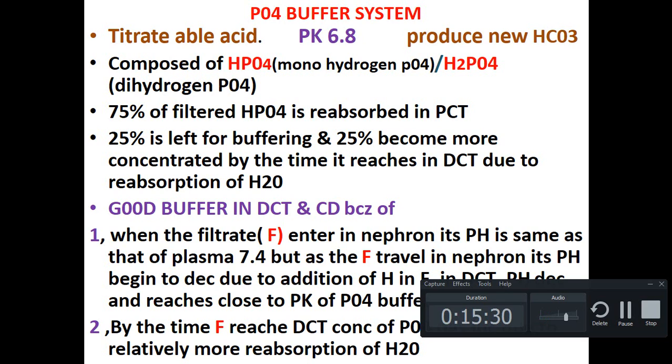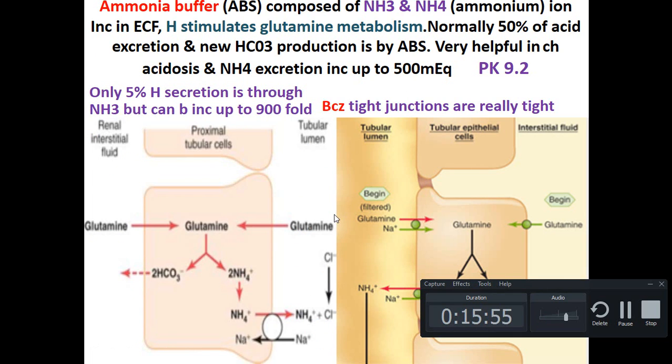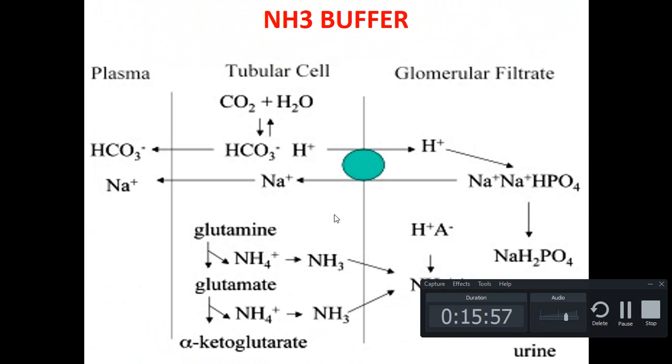So by the time this filtrate reaches the distal convoluted tubule, its concentration becomes more due to the reabsorption of the water, and the pH of the filtrate becomes near to the pK of this phosphate buffer. That's why this buffer gives its best performance in the distal convoluted tubule and the collecting ducts.